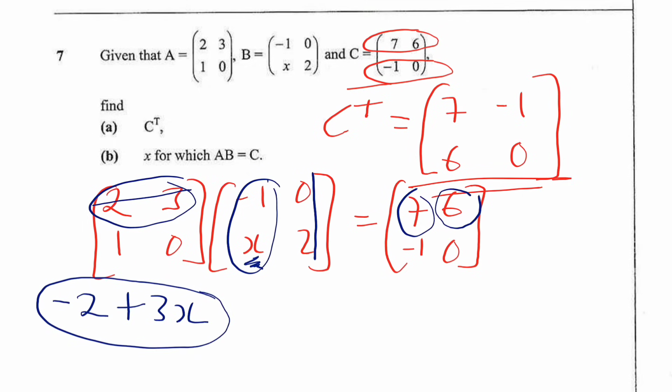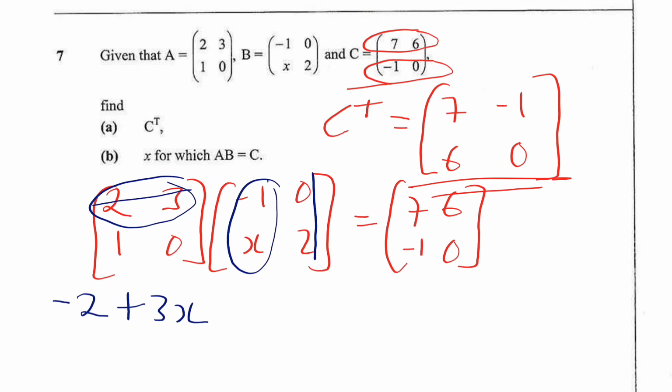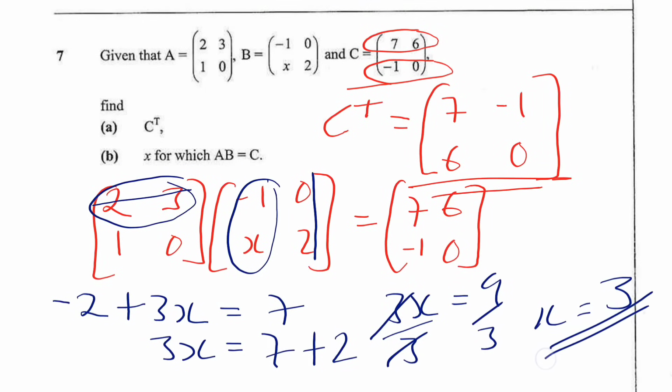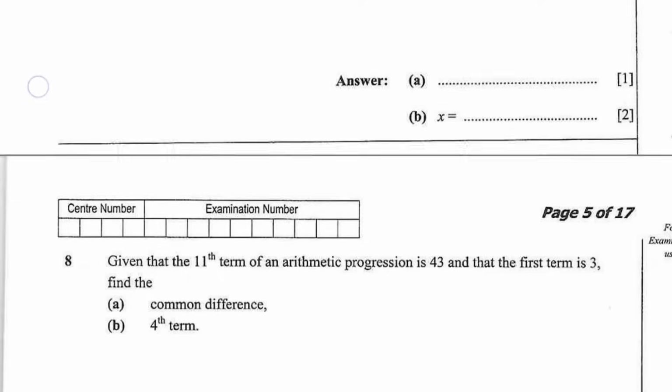Let me do this. We're just going to use this and, since it's the first element, equate to 7. And so for x, it's simple as this. 3x is equal to 7 plus 2, because when 2 crosses the equal sign, it becomes positive. So 3x is equal to 7 plus 2, which is 9, over 3. The value of x, therefore, is 3, because 3 into 9 is 3 times. Okay, so that's it.